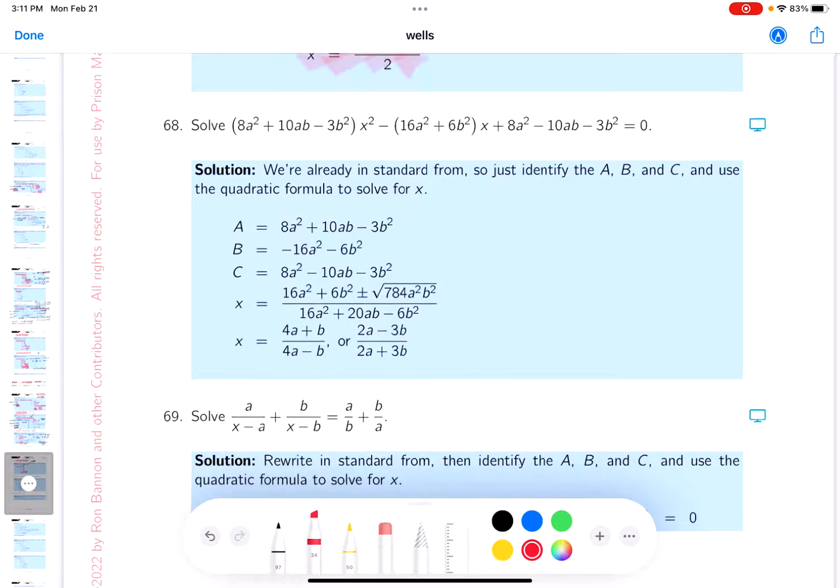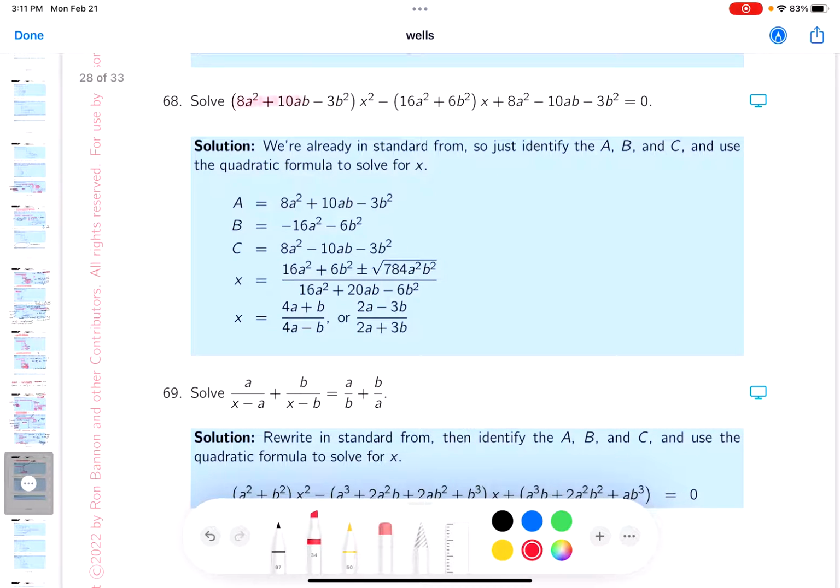Okay, this is written perfectly. I know the coefficient on the squared term, I know the coefficient on the linear term, and I know the constant. And again, I'm looking at it, and you might be shocked by this. I still don't want to use the quadratic formula, but you could do that.